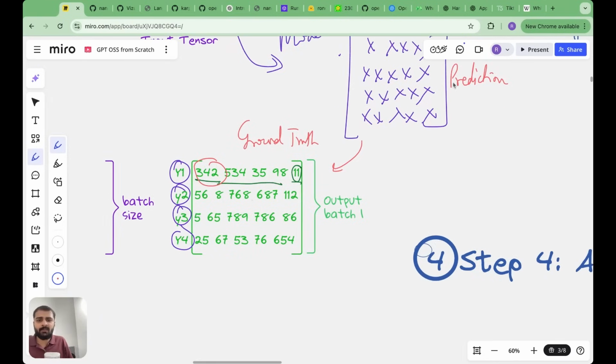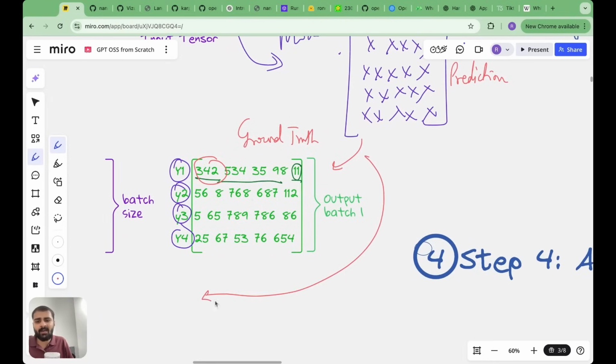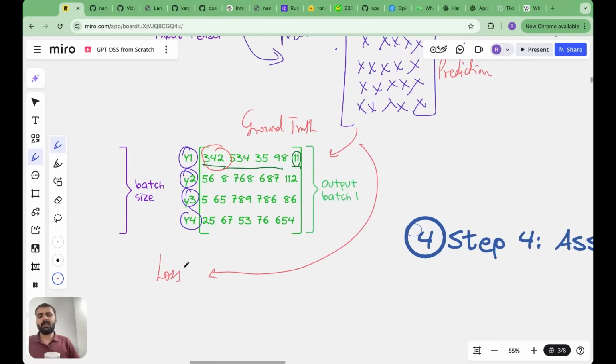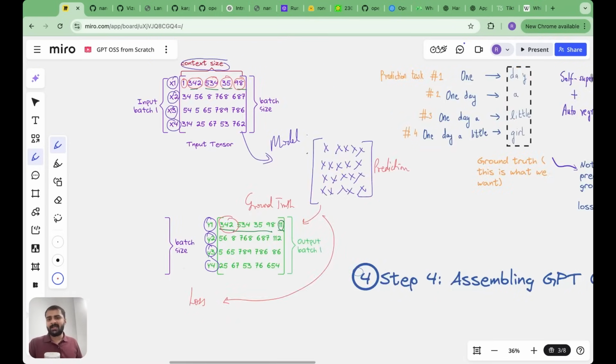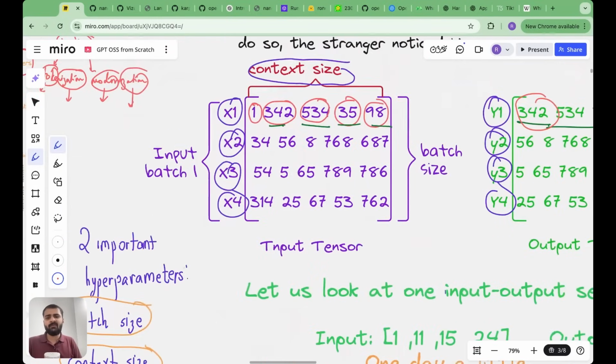And then based on the prediction and the ground truth, I'll get my loss. Once I get the loss, I can do a back propagation and update my parameters. So once one entire batch is processed, I will get the loss, I will update my parameters. Then I will process a second batch. How do I get the second batch? I look at any other 4 input sequences like this and create the output sequences.